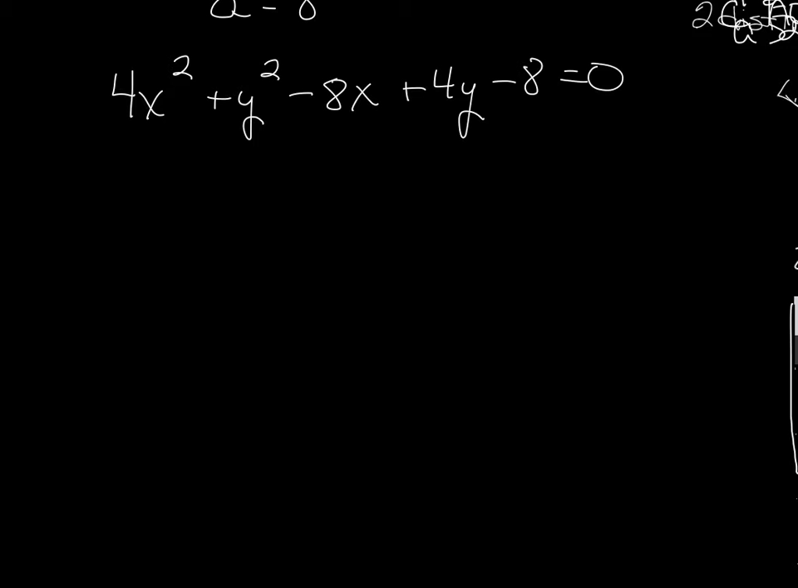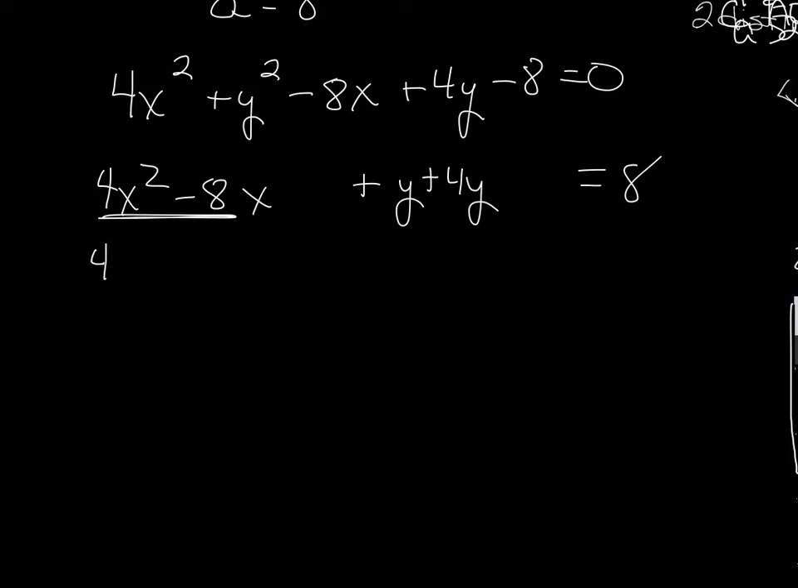Okay, so here is our equation. Group your x's together, group your y's together, and the constant goes on the other side. So 4x squared minus 8x plus y squared plus 4y equals 8. Now here I have to factor out a 4 because I can't complete the square if I have a 4x squared. But over here we're okay.